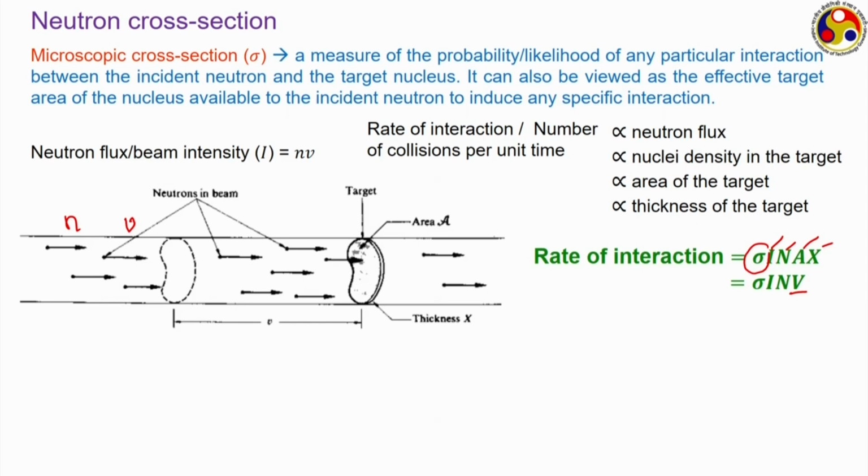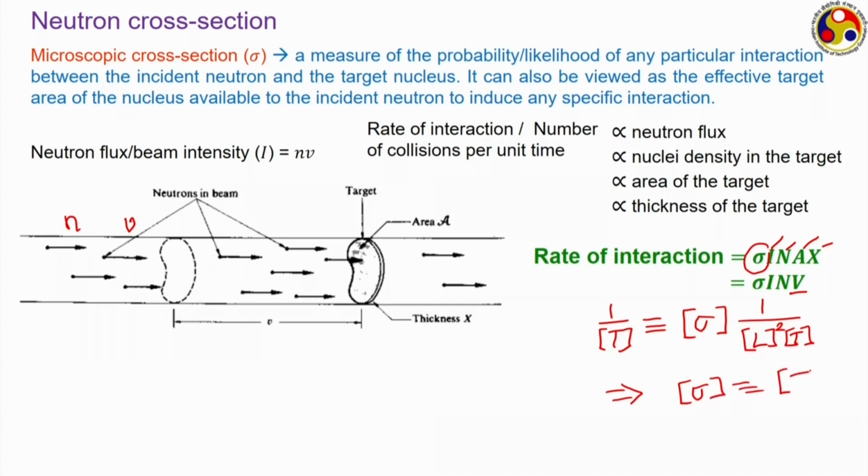What should be the dimension of the interaction? Let us see first. Dimension of interaction is number of interactions per unit time, so its dimension is 1 upon t. We are looking to get the dimension of sigma. I, as we have already seen, has a dimension of number of neutrons per unit area per unit time, and n is the number of nucleus per unit volume multiplied by the volume, which makes it dimensionless.